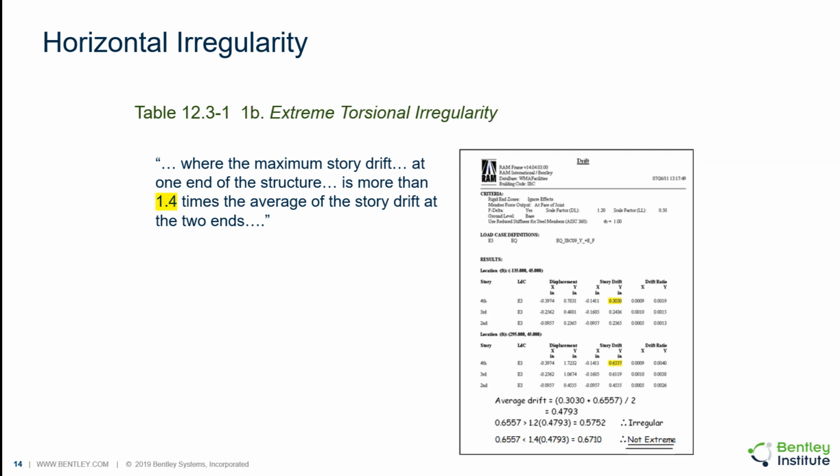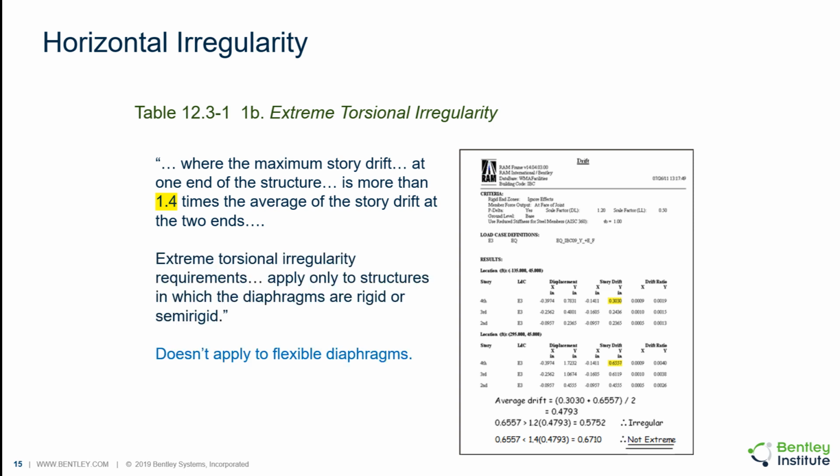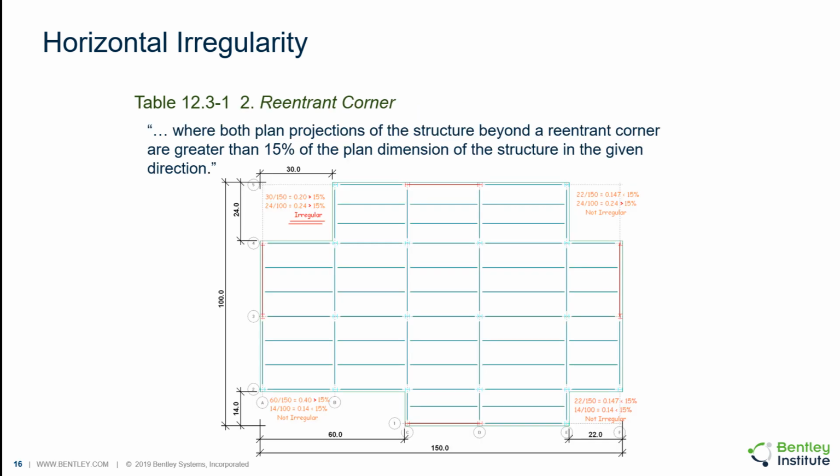An extreme torsional irregularity is like a torsional irregularity, except it is where the maximum drift is more than 1.4 rather than 1.2 times the average drift. In this example, the fourth floor is torsionally irregular, but not extreme torsionally irregular. And again, it doesn't apply to flexible diaphragms.